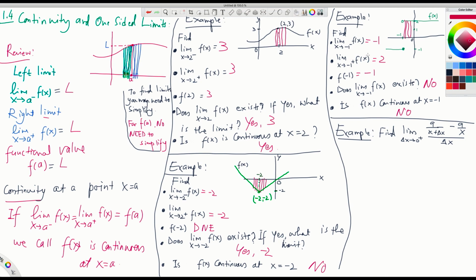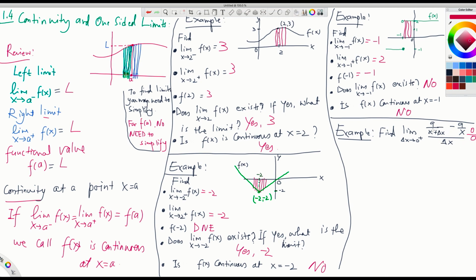Okay. Now let us do one more example on how to find the right limit here. Again, to find the limit, you need to simplify first. If you plug in right away, you will get 9 over x minus 9 over x, which is 0, so 0 over 0. So that's not the answer. So we need to simplify first.